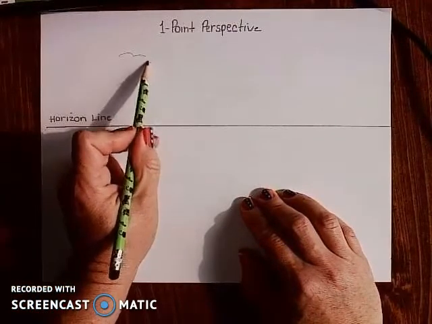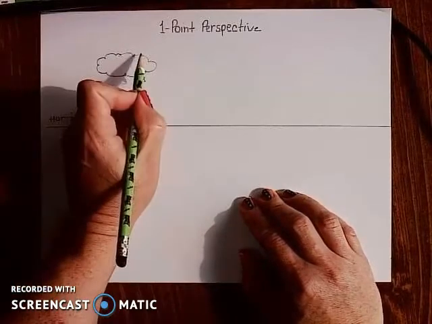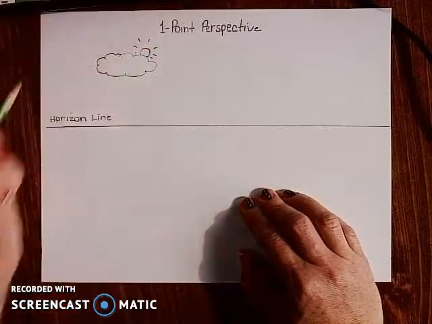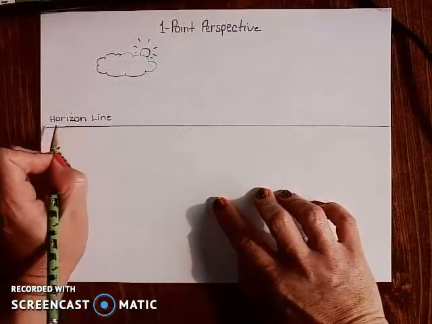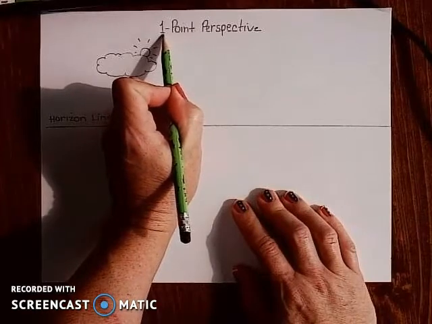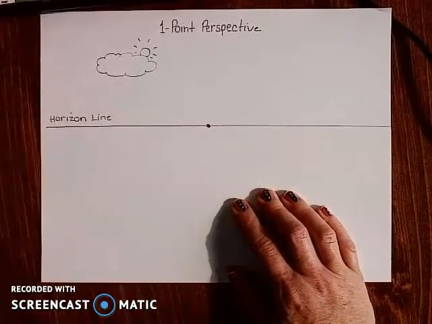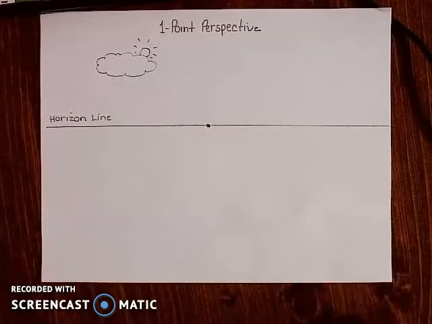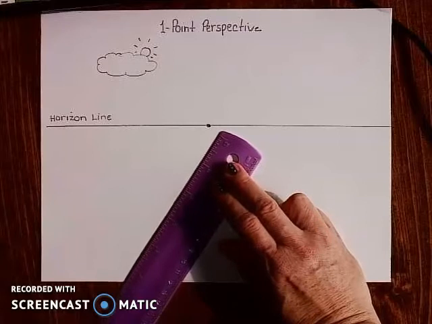Up above here, we're going to indicate that it's the sky by putting maybe a cloud and a sunshine. Down here, this is going to be the ground. Now, when you're drawing one-point perspective, you're going to have one point, and that is called your vanishing point. We're going to place that point on the horizon line, and it is the point where all of our depth lines disappear to.